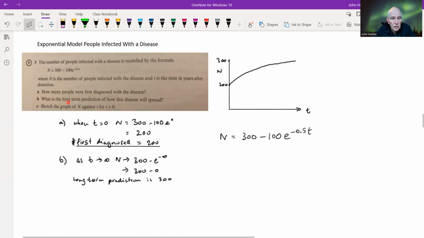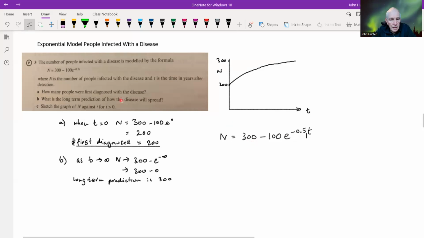What is the long-term prediction of how this disease will spread? Well, as we've said, as t gets bigger and bigger, this gets smaller and smaller. So this whole thing here tends to 0. So this will asymptote towards 300. 300 is going to be the limit, the number of people infected.